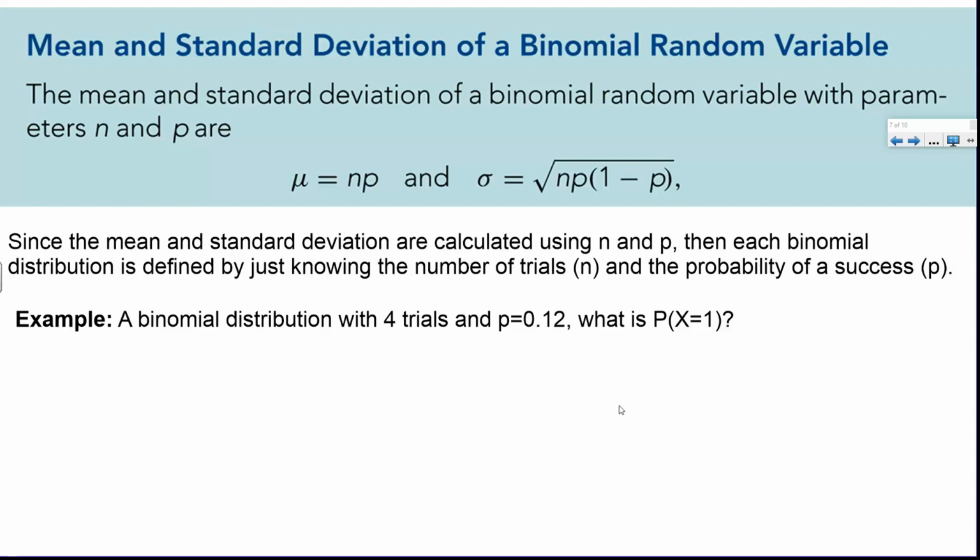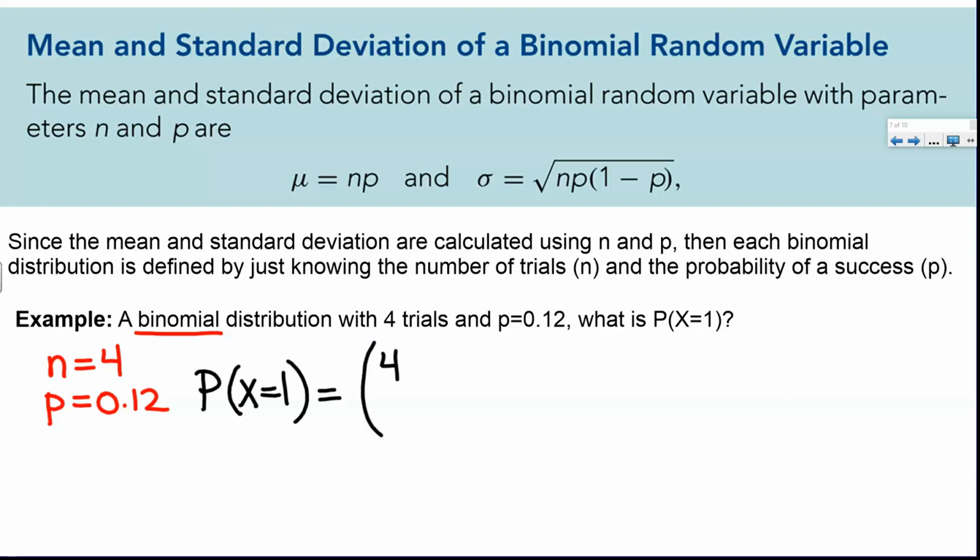We would say, I don't know. I don't have enough information, right? But in this, because we know it's binomial, then really all we need to know is n, which is 4. There's 4 trials, right? And then p is 0.12. And that's all we need for the formula. And then we have here that we're trying to find the probability that x is equal to 1. All right, so then we would just start filling in the formula.